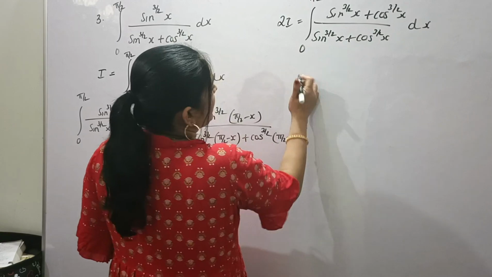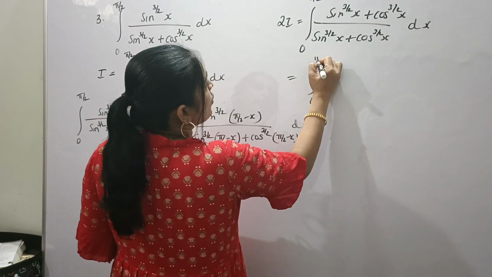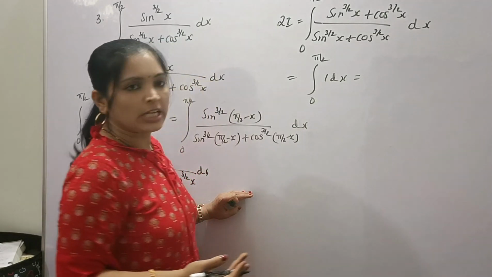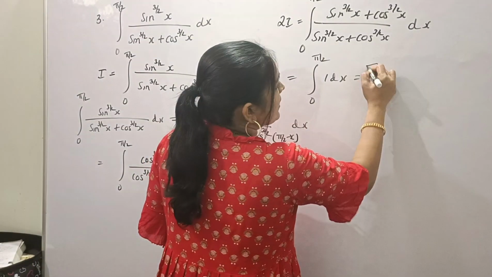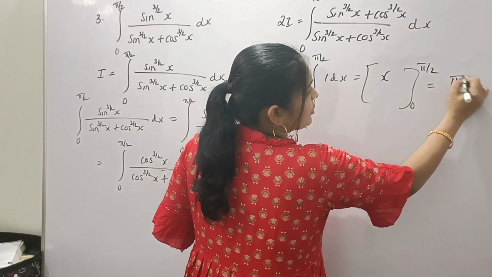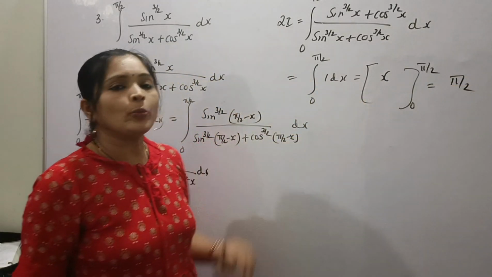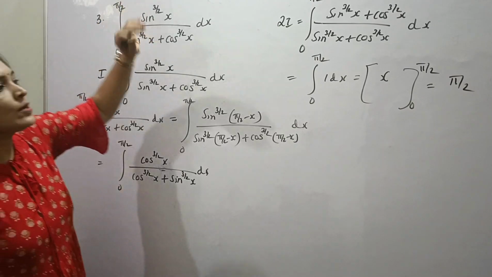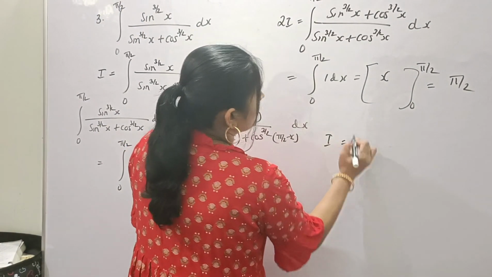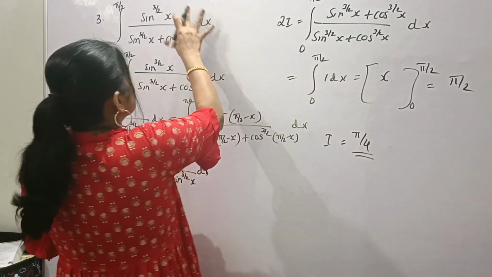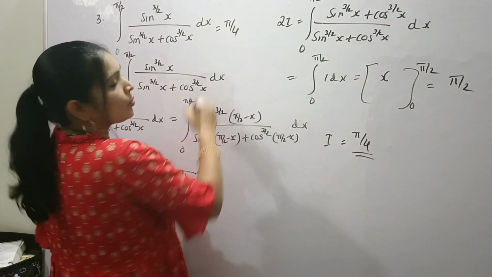What is it? 1, right? So integral 0 to pi by 2 1 dx, that is integral of 1 with respect to x is x, and limits 0 to pi by 2, apply the limit, so pi by 2. 2I is equal to pi by 2. What is this integral? It is I, right? So I is equal to pi by 4. 2I is equal to pi by 2, I is equal to pi by 4. So the value of this integral is pi by 4.